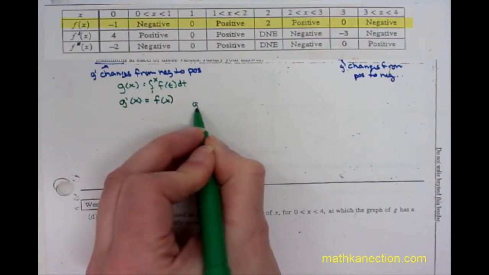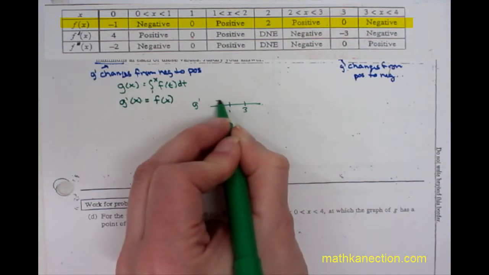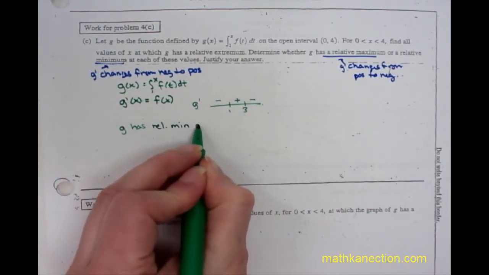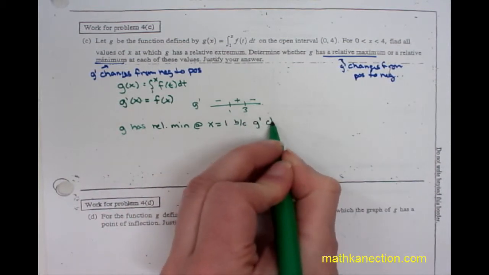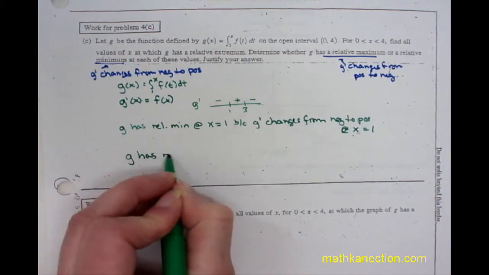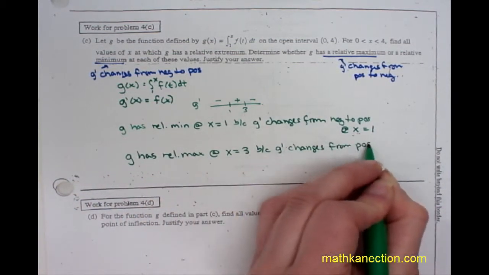So looking at the table, g prime, which is f of x, at x equals 1 and 3 is when f of x is equal to 0. So g prime is negative, then positive, negative. So g has a relative minimum at x equals 1 because g prime changes from negative to positive at x equals 1. And then g has a relative max at x equals 3 because g prime changes from positive to negative at x equals 3.